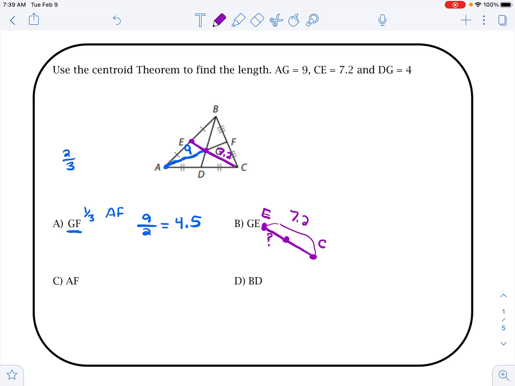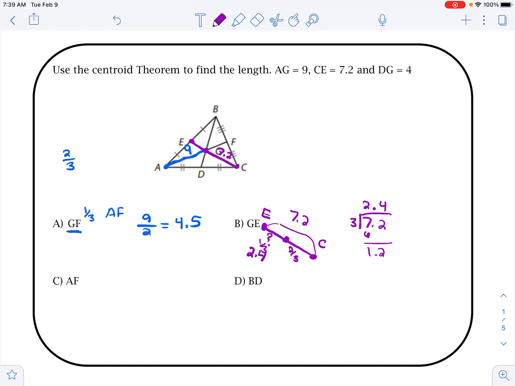Again, from the vertex, from C to G, this is 2/3. So I know that this then is 1/3 of the entire length, so I take 7.2 and divide that by 3. If I do that, it goes into it twice, okay, so 6, and then it goes into it 4. So it'd be 2.4. So then I know G to E, this part, is 2.4.